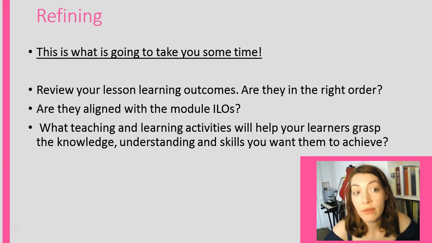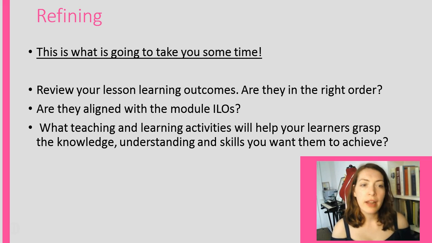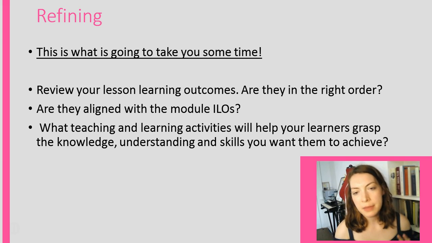And then you want to do a lot of refining, and this is what's going to take you some time and probably spill over to the next process. Once you've received your feedback from your critical reader and your scheme, when you're refining, you really want to review your lesson learning outcomes. So give yourself some time and then look at them. Are they in the right order? Maybe get some informal feedback from some colleagues as well.